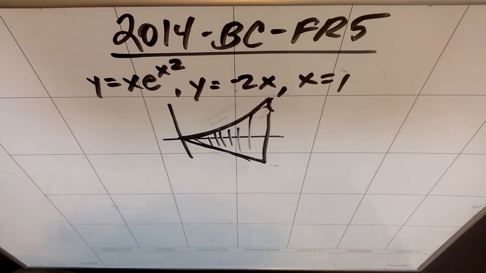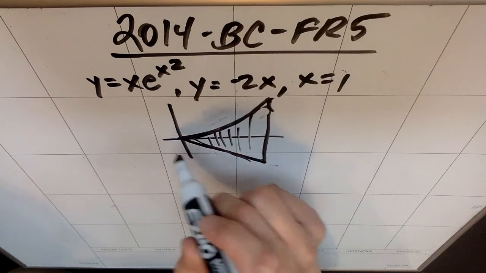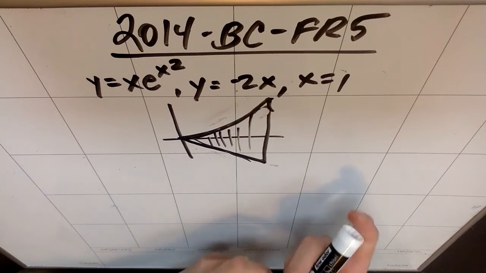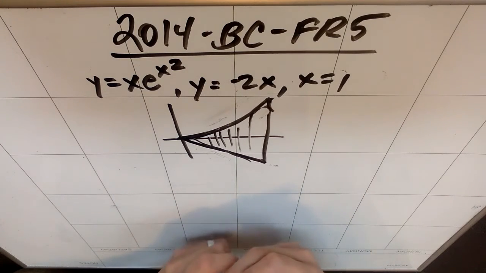Right, cool. We are doing AP review. This is 2014 BC Free Response 5. We're looking at a region R that is bounded by y equals x e to the x squared, y equals negative 2x, and x equals 1, right? So first part, we're asked to find the area of R.